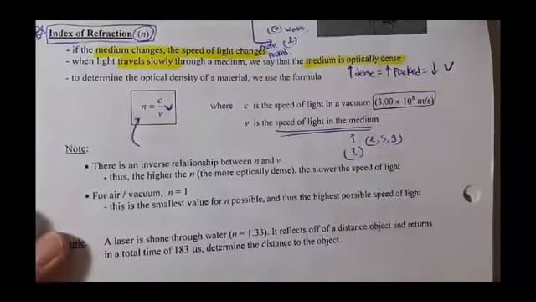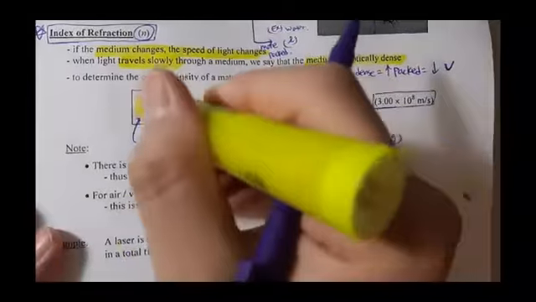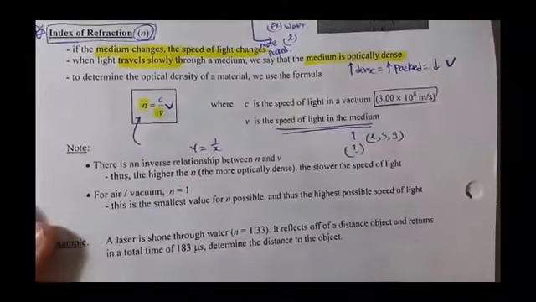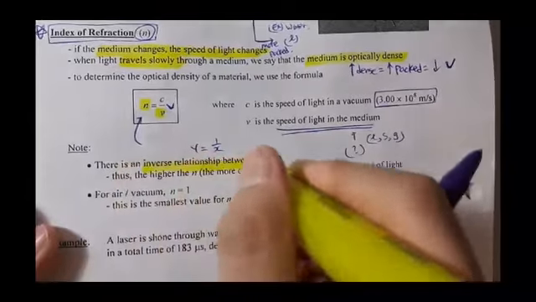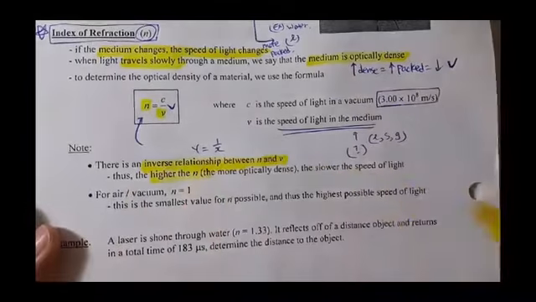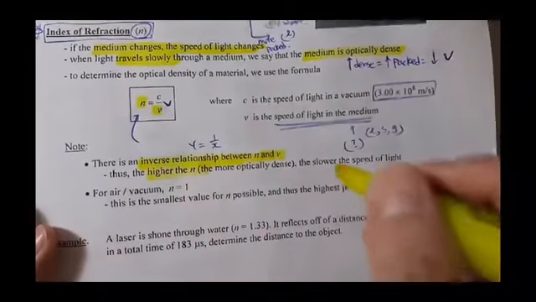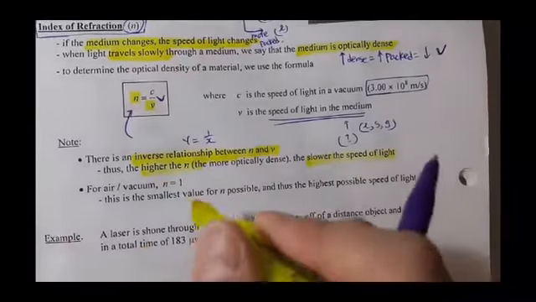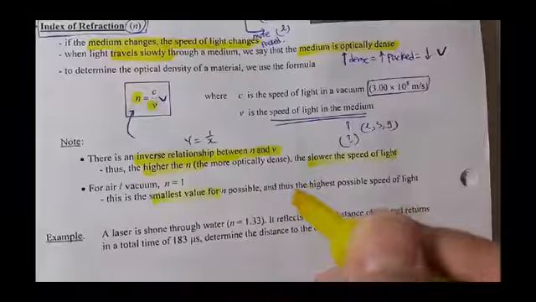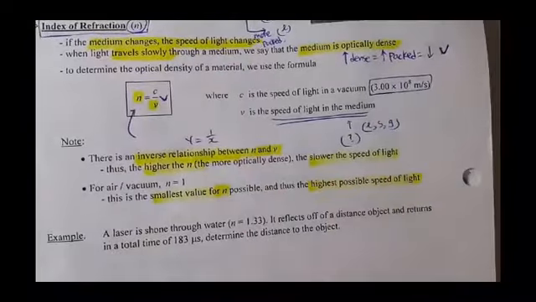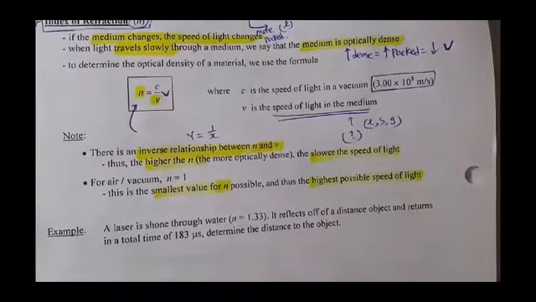There is an inverse relationship between n and v. As you may notice, this is a y equals 1 over x situation, so an inverse relationship. That means if I have a higher value of n, then it's more dense, so the speed will slow down. When it comes to air, n is 1, the smallest value of n that is possible, thus the highest possible speed of light is achieved. So have that in your mind.